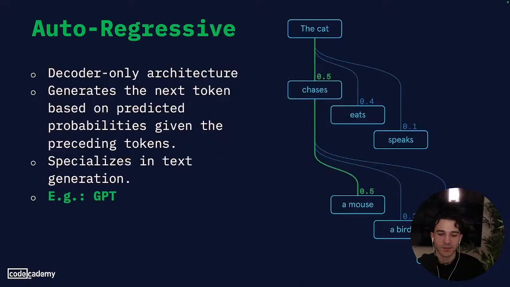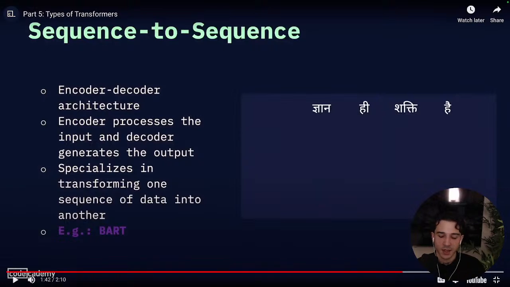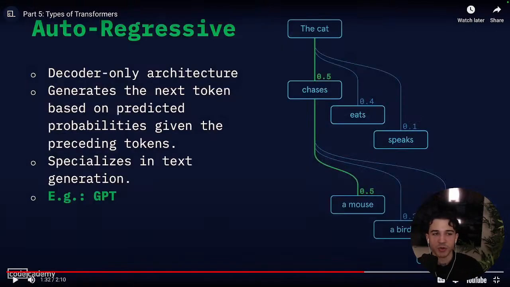Autoregressive transformers have a decoder-only architecture and specialize in text generation. These models are essentially feed-forward models that generate the next element in a sequence based on predicted probabilities given the preceding elements. Let's zoom in on that. So autoregressive, decoder-only architecture generates the next token based on predicted probabilities given the preceding tokens, specializes in text generation.